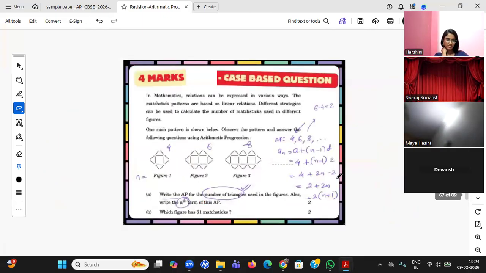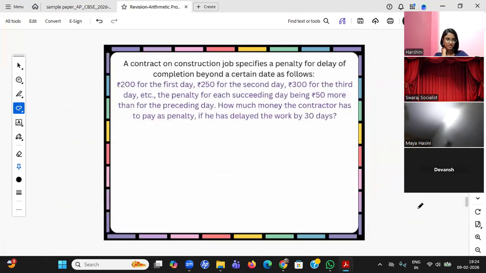Okay, so this is another question. I think you can do this, student. This is easy again. A contract, again an NCERT question. I'll just write it and show it. A contract on a construction job specifies a penalty for delay of completion beyond a certain date. You see, there is one contractor who has done some work, and there is a penalty if he delays. 200 on the first day, 250 next day, 300, and it goes on. So every succeeding day it's 50 more. How much money does the contractor have to pay as a penalty if he has delayed it for 30 days?